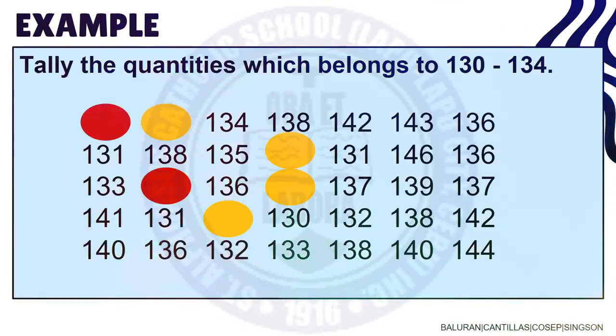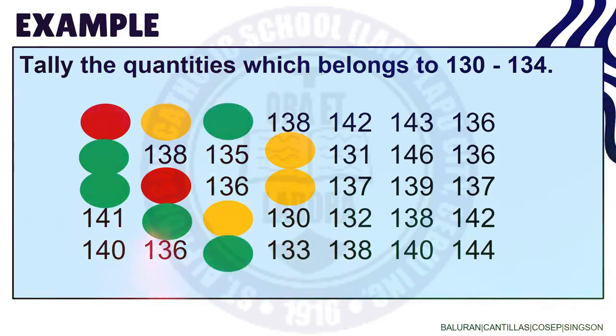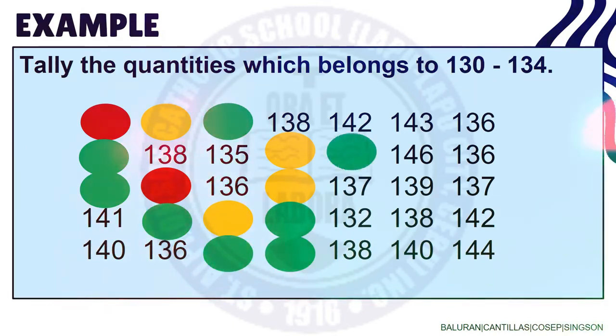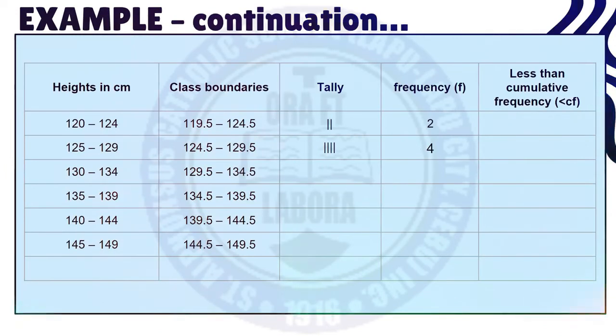The next would be under 130 to 134. So we have 131, 133, 131, 134, 132, 130, 133, 131, 132, 132 is the last number. So in this case, we have tallied a total of 9 quantities. So this will be our frequency for this class.